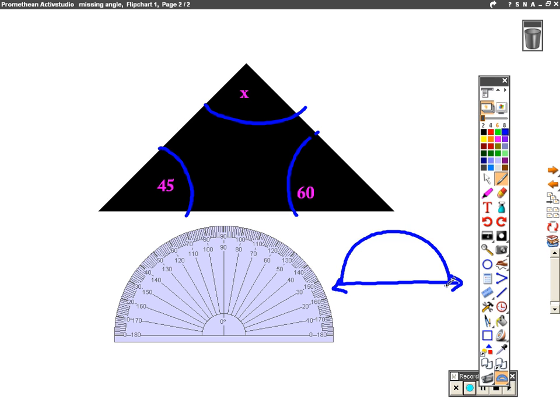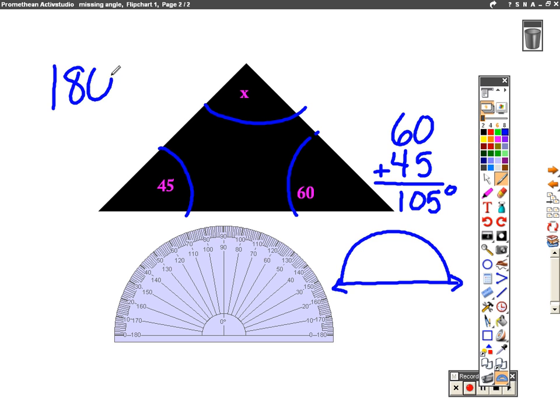So, taking what I know, I have a 60-degree angle and a 45-degree angle. So altogether, I have 105 degrees that I've used up. My total has to be 180. If I know my total and I know a part and I'm trying to find the other part, I'm going to use subtraction. And I get 75 degrees. So my missing angle is 75 degrees. So I added the two that I knew and then I subtracted it from 180.